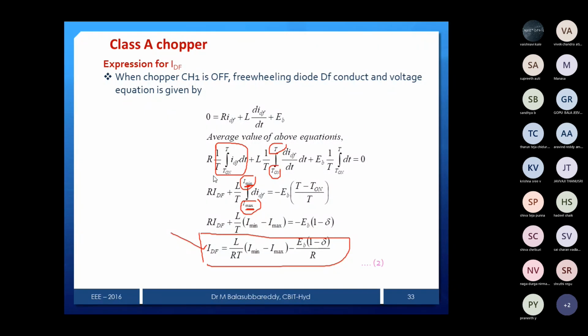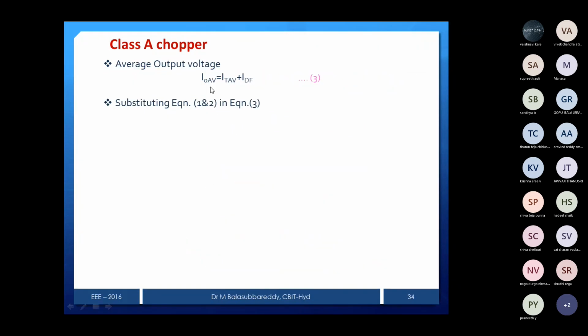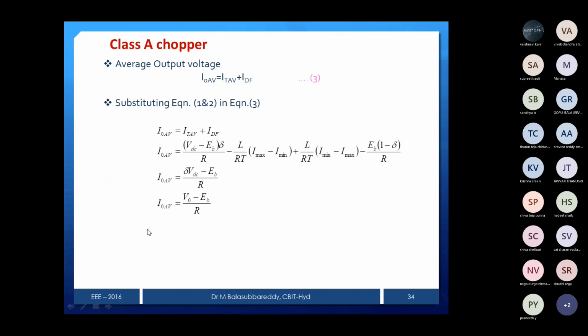And you can add now. By adding these two, we can get the average current. Now we got the average current, this is the total output average current, V out minus EB by R, the final expression we got. This portion I call the thyristor average current, this portion I call the diode average current, and the minus terms will get cancelled out here, and finally we'll get V out minus EB by R. What is V out?